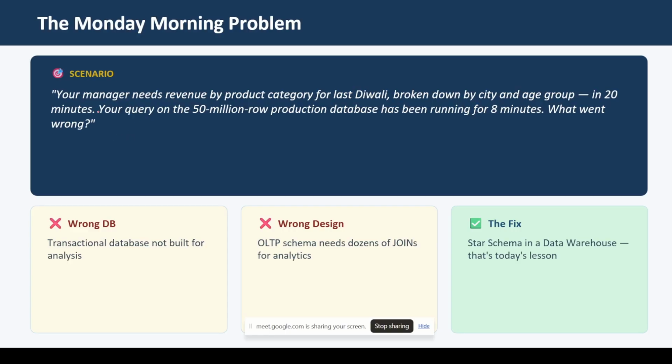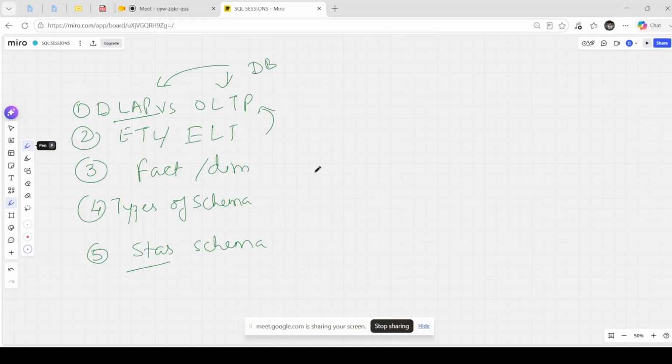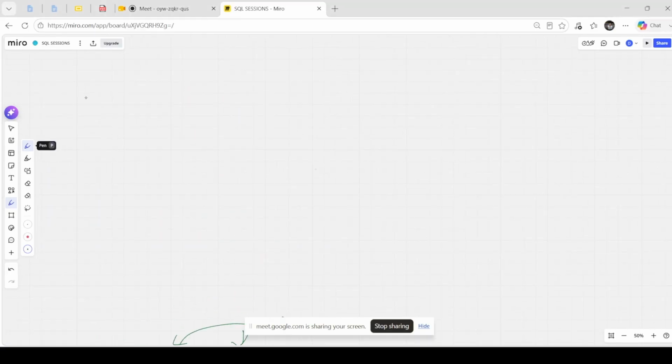So let's take an example. Your manager needs revenue by product category for last Diwali, broken down by city and age group, in 20 minutes. Your query on the 50 million rows production database has been running for 8 minutes. What went wrong here? Here we are talking about the fact that we already have an OLTP database. If you remember, last session we did talk about this. OLTP is a transactional database which is write heavy.